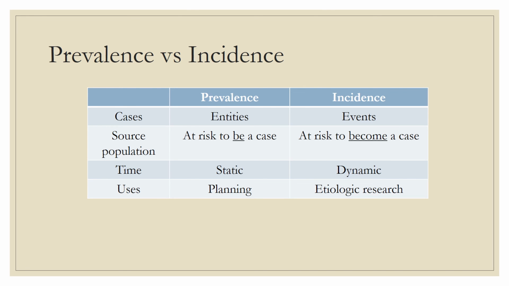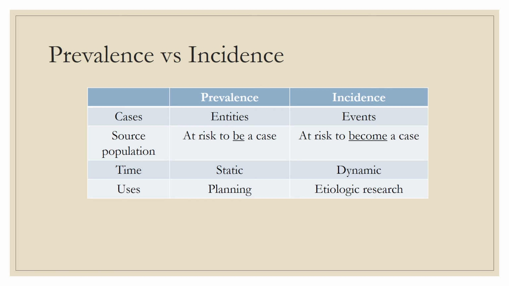So this table is from your textbook, and it just shows some of the differences between prevalence and incidence. For prevalence, you can think of the cases like an outcome, a disease usually. The cases for prevalence are entities, they're people. So people have diabetes or MS or muscular dystrophy. Whereas with incidence, it's more an event. You get the flu.